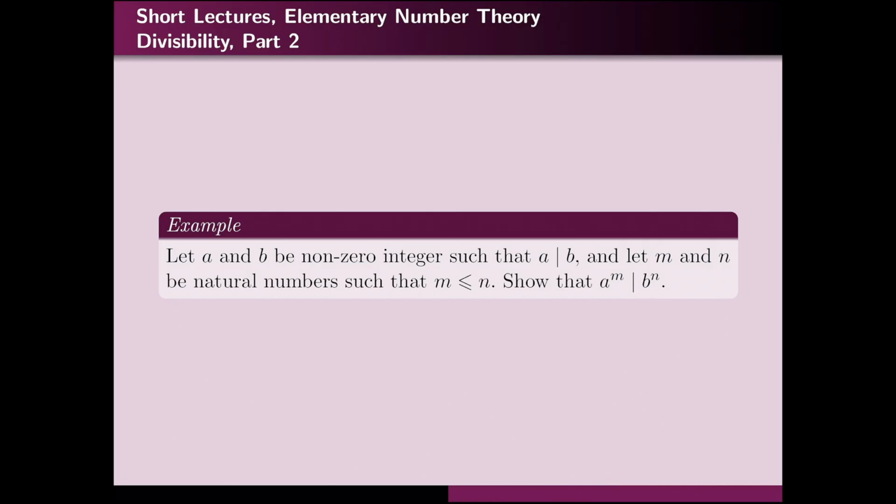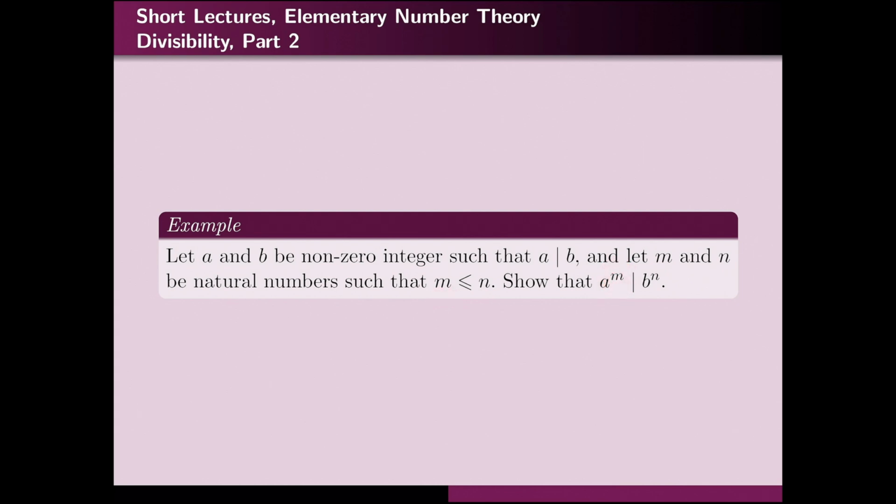Okay, as another exercise, an example, very simple. Let a and b be non-zero integers such that a divides b, and we know that m and n are natural numbers, but we also know that m is less than or equal to n. We want to show that a to power m divides b to power n. Remember, m is the smaller one.